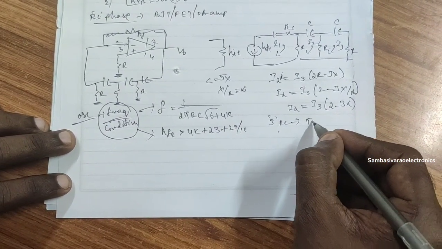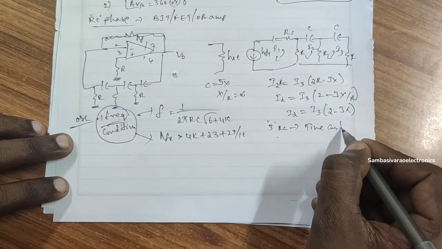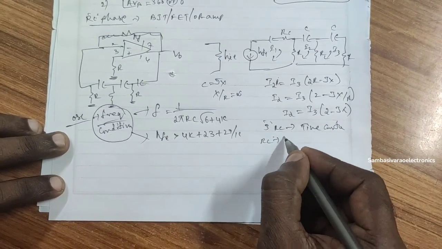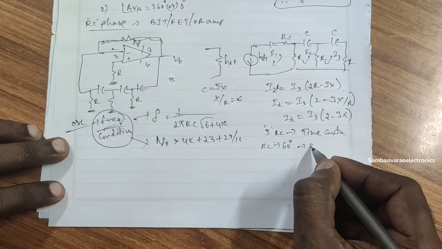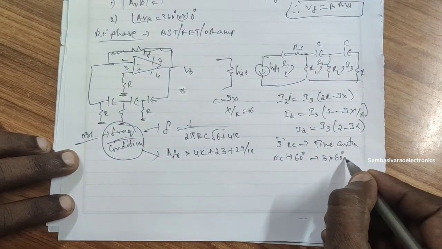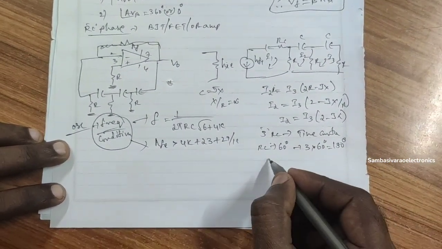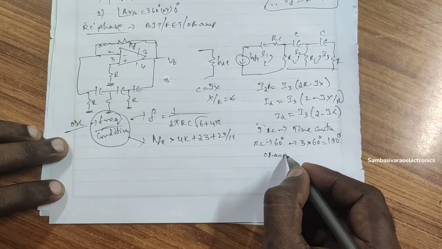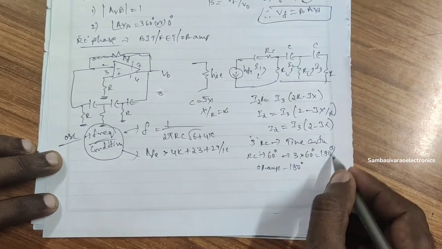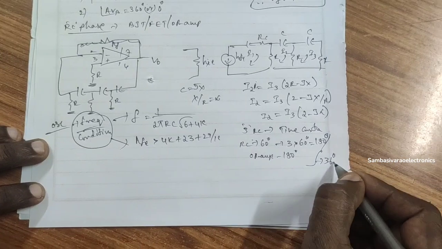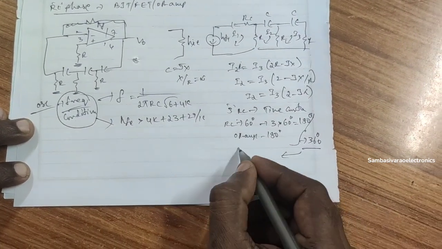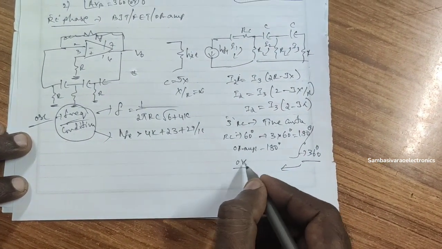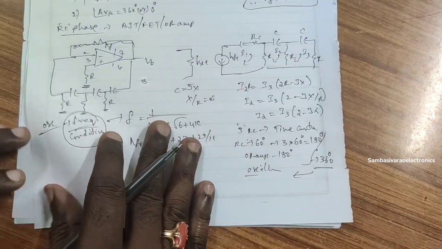These three RC sections are taken, where RC is used as a time constant. Each section generates a phase shift of 60 degrees, so three sections give 3 into 60, that is 180 degrees. The op-amp provides another phase shift of 180 degrees. Therefore, the total phase shift in the circuit is 360 or 0 degrees. At this particular frequency, the oscillator can produce oscillations.